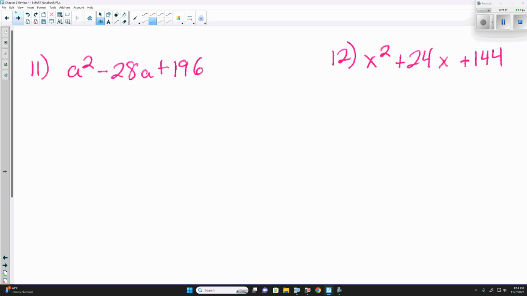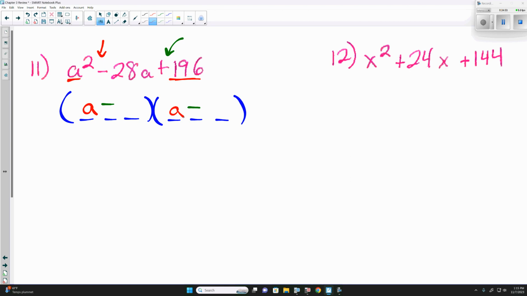11 and 12 are going to be our same factoring methods. Questions on 11 and 12? Is there a greatest common factor? No. So, 2 sets of parentheses with 3 spaces. Since the third term is positive, the signs are the same and match the sign of the middle term. So we'll have negative and negative. Now we need to find the factors of the first and third term. Factors of a squared are a and a.